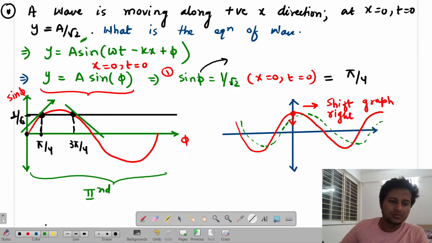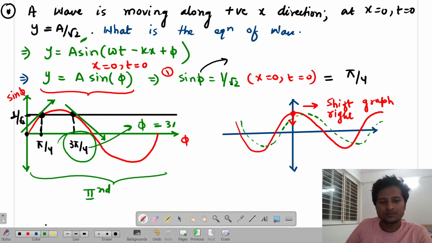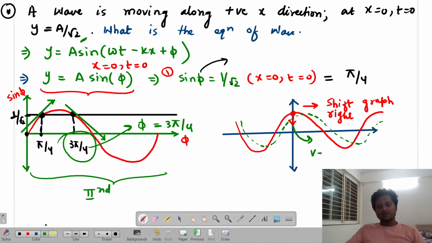You draw the slope. The slope of the graph of sine represents what? Velocity. Now see where the slope is negative. It is negative at 3 pi by 4, and the value of phi is just 3 pi by 4. So here I'm getting the velocity to be negative. Since we are following the conventional equation, the negative slope will represent the negative velocity. So for what angles is it showing? 3 pi by 4. Therefore phi is equal to 3 pi by 4.